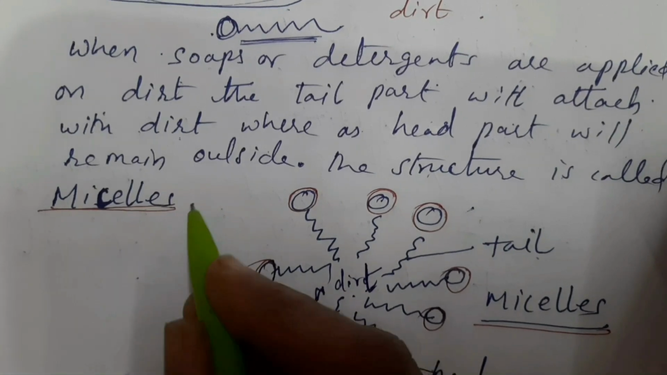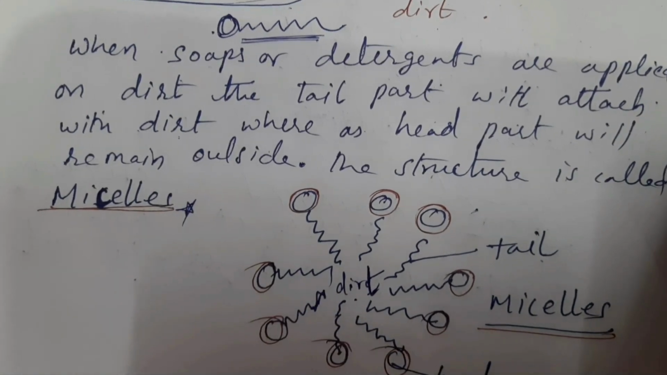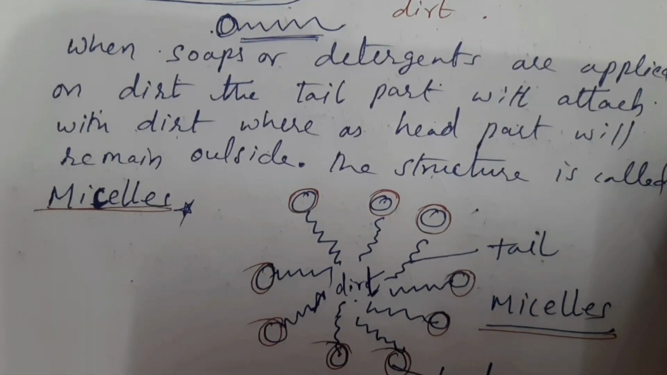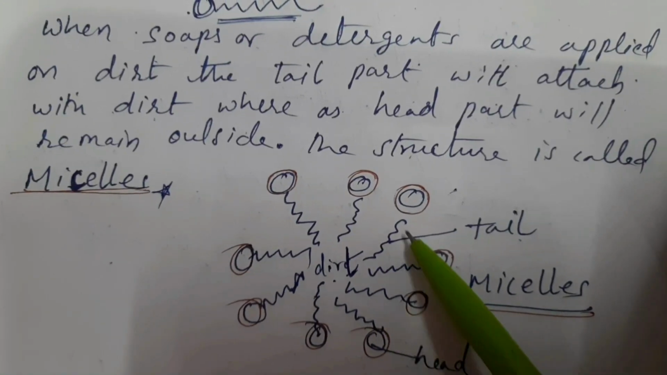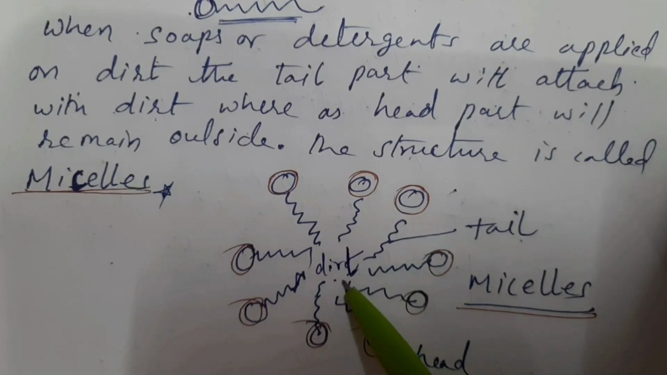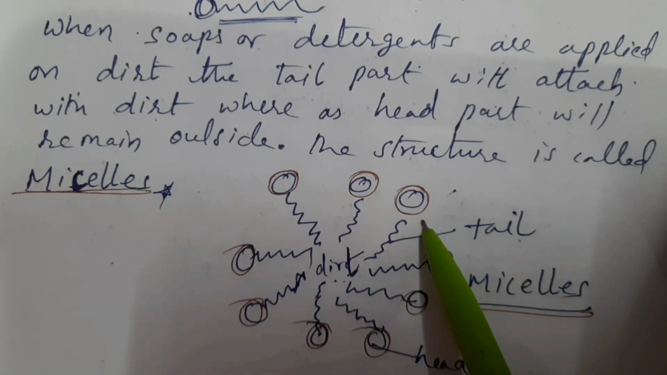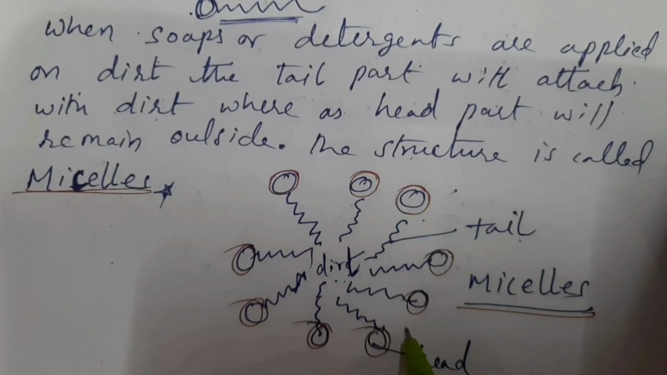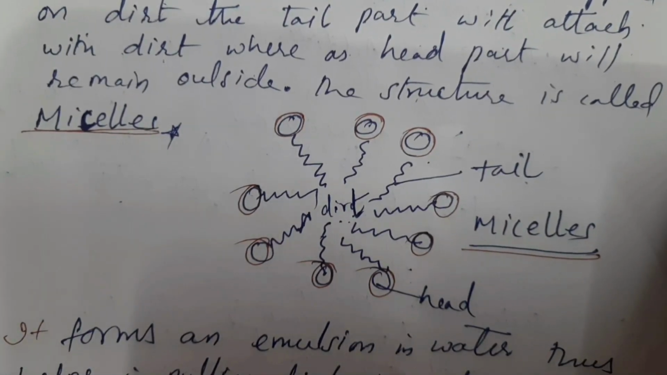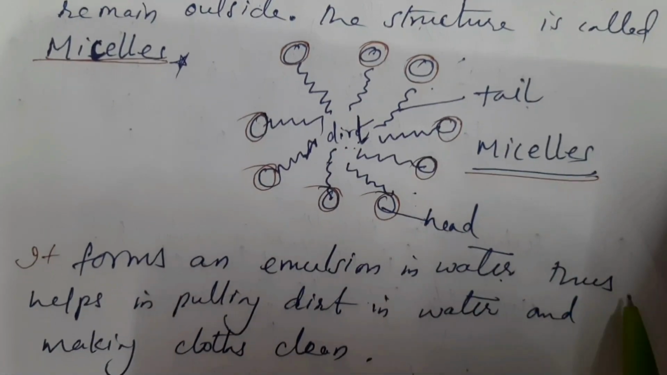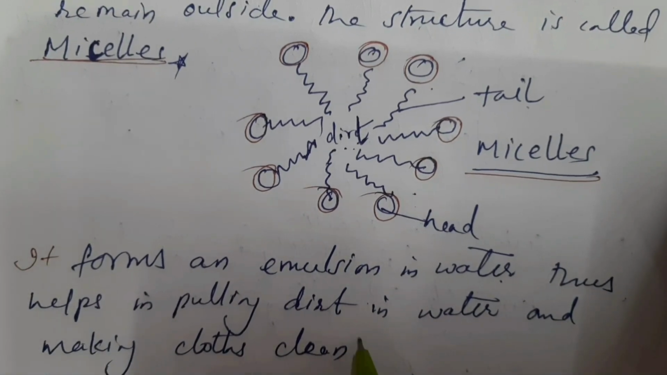So this is again one more question. What are micelles? After applying soap or detergent to oil, they form a structure where the tail part of the detergent attaches to the dirt, whereas the head part remains in water. So the structure is called micelles. Now it forms an emulsion with water. So when it is applied, it forms an emulsion, a foam-like structure. This will help in pulling dirt into the water.